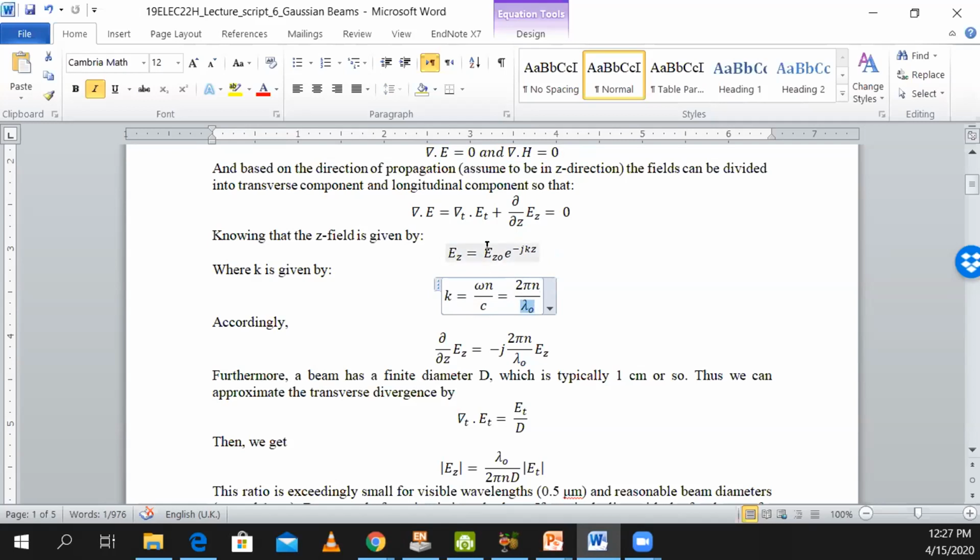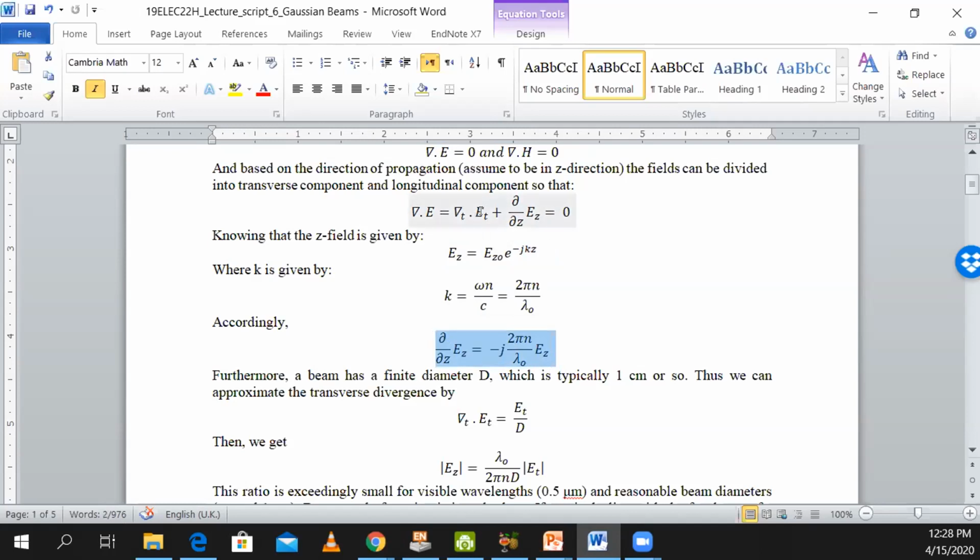So now you know the z component, and you can easily substitute in this equation to get partial over partial z. Simply, the amplitude is constant, and the differentiation of the exponential term gives minus jk. So you will have minus j k, which is 2 pi n over lambda naught, times E_z. This is simply the differentiation of E_z with respect to z.